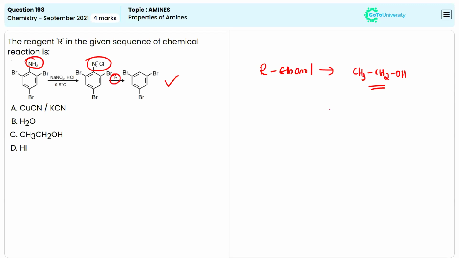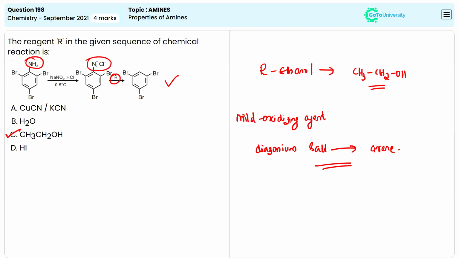So what they are doing, they are used as the mild oxidizing agent, and they are converting the diazonium salt into arene. So this is the reaction that takes place here. R is not copper cyanide, not water, it is ethanol, option C, and it is not hydrogen iodide as well, so this reaction will not be possible. So option C, ethanol, is the correct answer, which acts as the mild oxidizing agent in this equation.